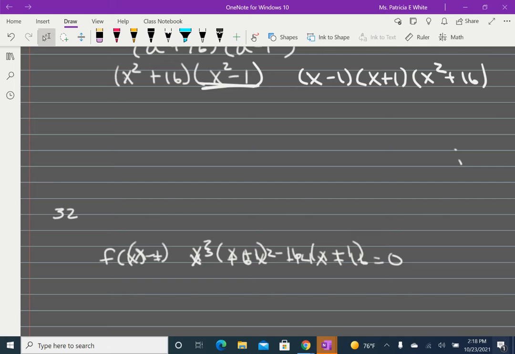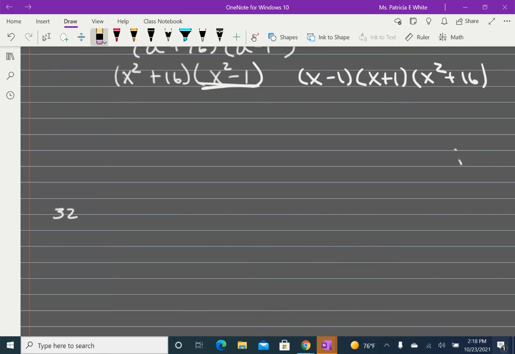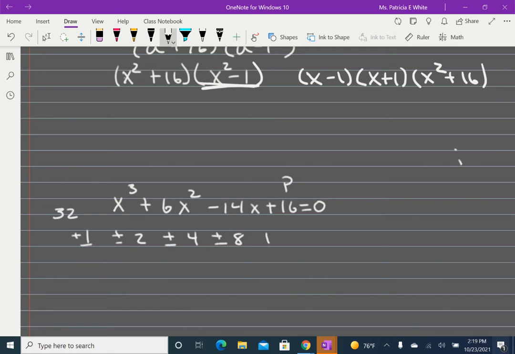Okay, let's look at problem 32. When I do 32, let's see, I have x to the third plus 6x squared minus 14x plus 16. Again, my a is 1, so all I need are my factors of p. I don't have to worry about my factors of q, so plus or minus 1, 2, 4, 8, and 16.